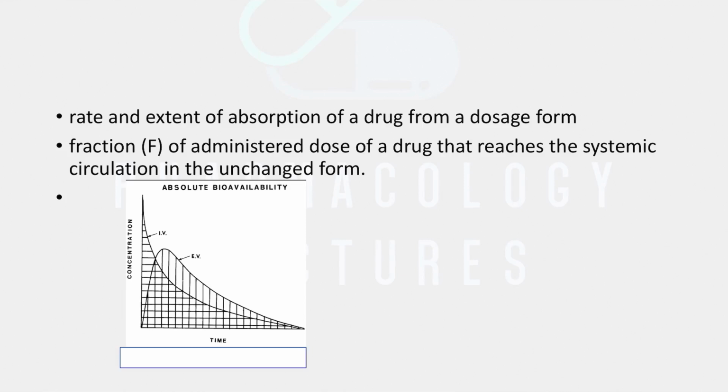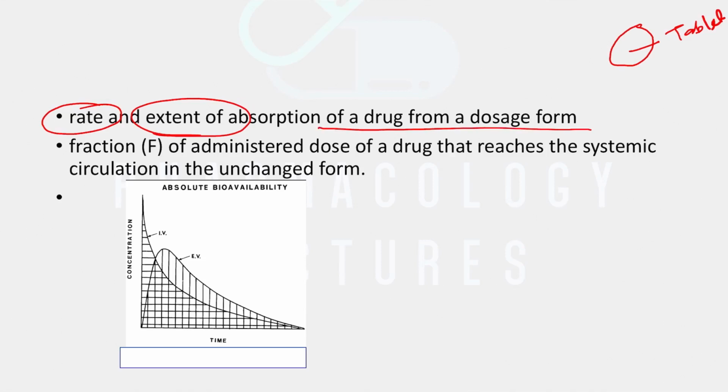Now it looks a bit tricky, but let me explain. If you have introduced any drug, for example in tablet form, this tablet gets absorbed from the intestine and reaches the systemic circulation. So the rate at which it gets absorbed, and how much of it gets absorbed from the intestine and reaches the systemic circulation, is called bioavailability.